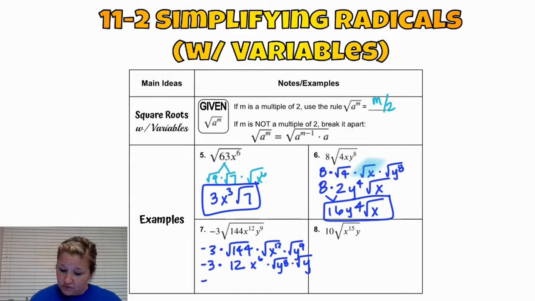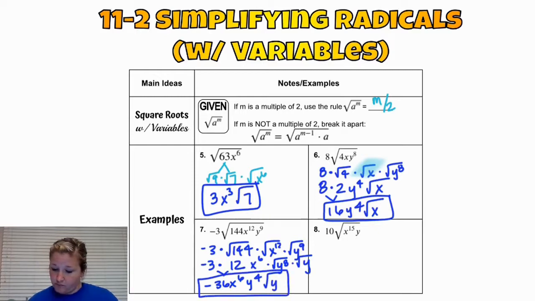So I have negative 3. I'm going to go ahead and combine these. This makes negative 36 x to the 6th. Y to the 8th, the square root is going to be y to the 4th, then the square root of y. So that's what we would have there. Still have a radical there.